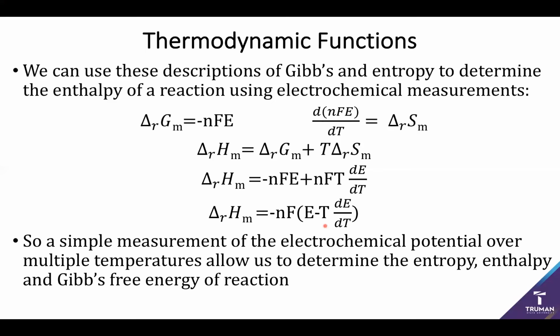So this means that if I do a simple measurement of electrochemical potential for a reaction over multiple temperatures, I can go ahead and more or less take my potential and then subtract out this gradient term, and this will let me determine the enthalpy, entropy, and Gibbs free energy of reaction. And this is an incredibly powerful set of tools, which provides a good source of how we can determine the thermodynamic functions for a set of redox reactions.